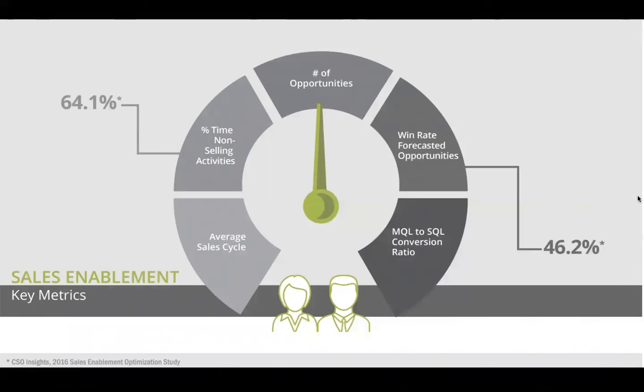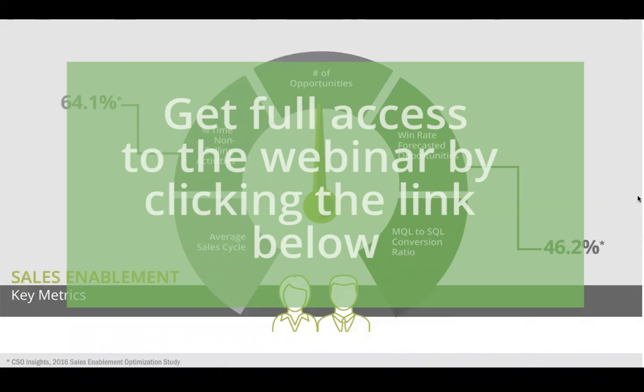The last metric is unique and different from the other metrics on the screen because the other ones are something you can calculate or derive from your CRM system, whereas this last metric is something you're going to have to use softer methods to determine. It is percent time spent on non-selling activities.